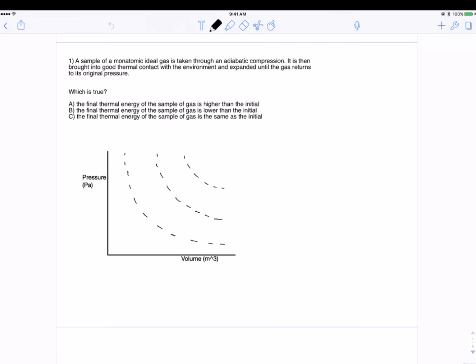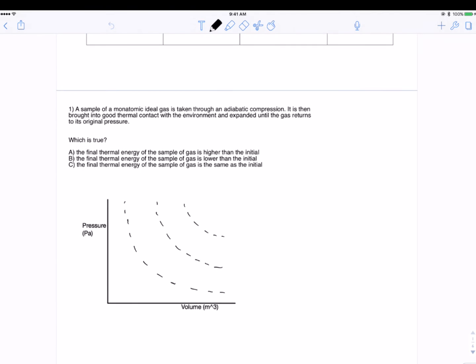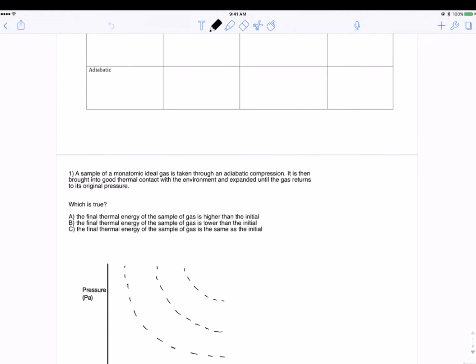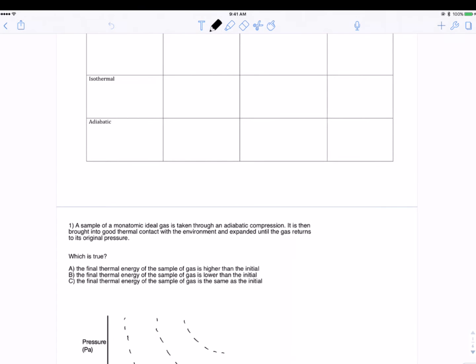Alright, so we might remember that an adiabatic process is one in which the cylinder is well insulated and does not allow any heat transfer from the environment or to the environment. So let's go ahead and write that down. So a well insulated cylinder will allow us to accomplish an adiabatic process. It might also be good to accomplish that process fast.